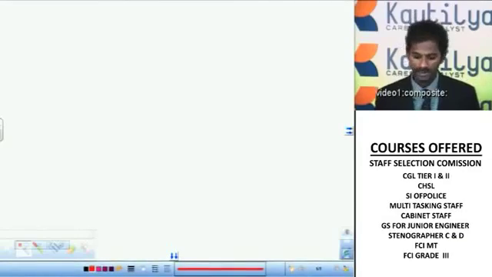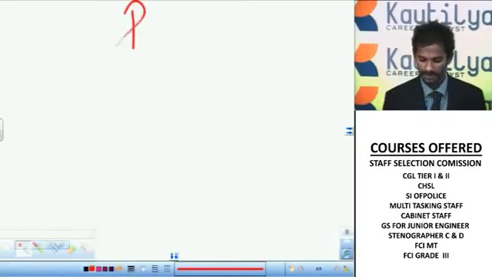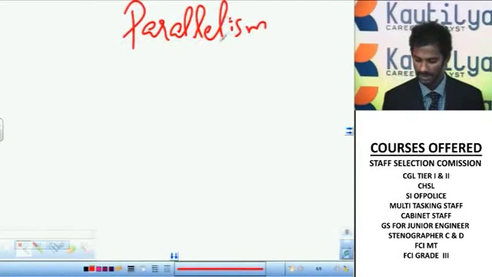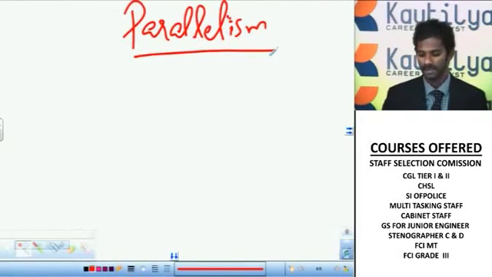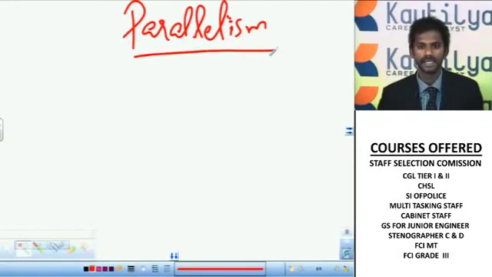So we'll go for something on parallelism. This is also a topic that comes under sentence correction. In sentence correction we have discussed topics like subject-verb agreement, tenses, parts of speech, and now parallelism. Sometimes the error in a sentence, in the case of sentence correction, may be based on parallelism.